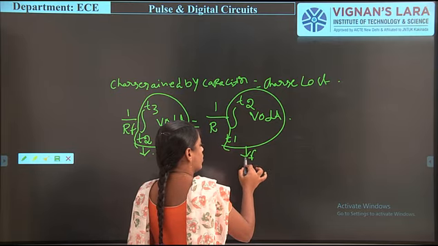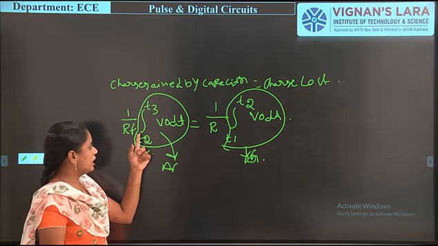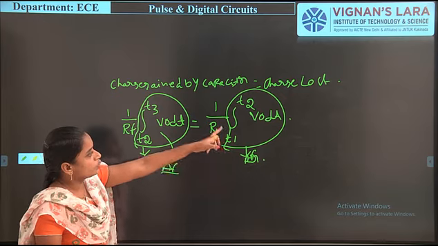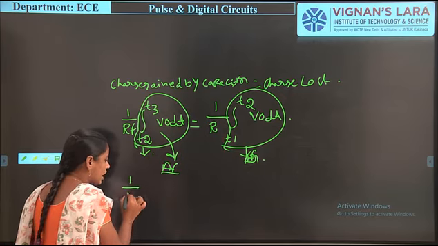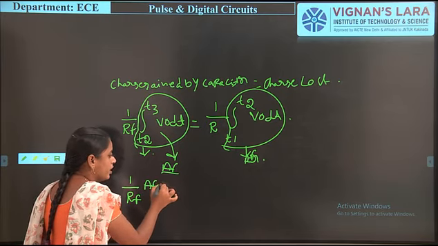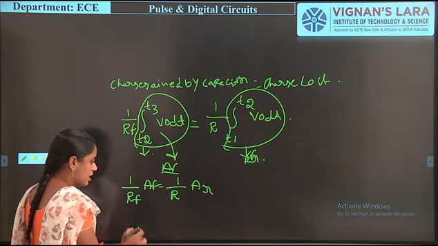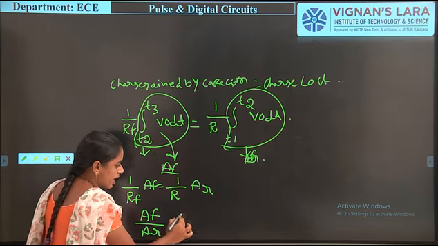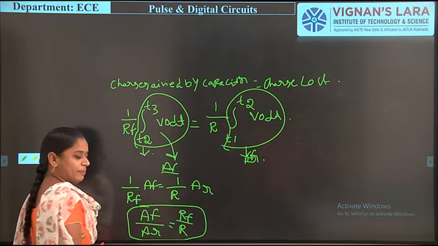So this is known as the forward area and this is known as the reverse area. The integral from T2 to T3 of V0 into dt is the forward area, and the integral from T1 to T2 of V0 into dt is the reverse area. Substituting the values, we get 1 by RF into AF equal to 1 by R into AR. So AF by AR is equal to RF by R. This is the proof for the clamping circuit theorem.